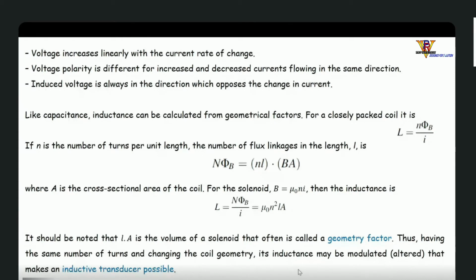Now, like capacitance, inductance can be calculated from geometrical factors. For a closely packed coil, L can be written as N phi B by I. If n is the number of turns per unit length, the flux linkage in the length l is N phi B equals n times l times BA.